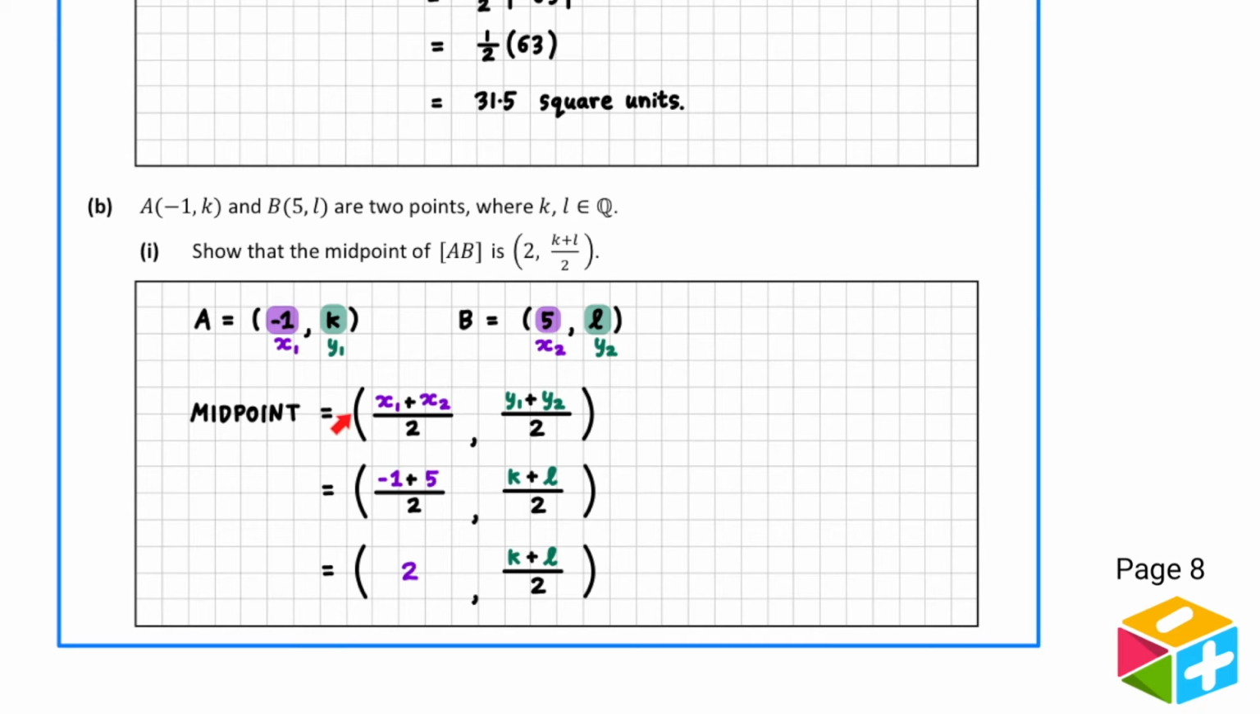Let's sub these values into the midpoint formula. The x-coordinate can be simplified here. Minus 1 plus 5 is 4, and when we divide this by 2, we get 2. So we found that the midpoint is 2, comma, k plus L over 2. These are precisely the coordinates we needed to obtain.